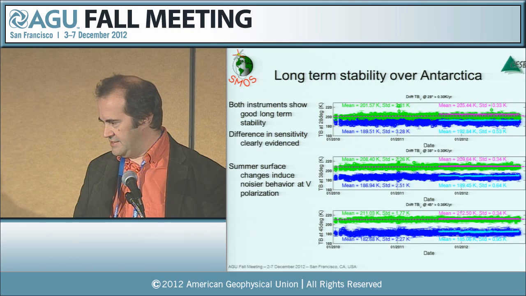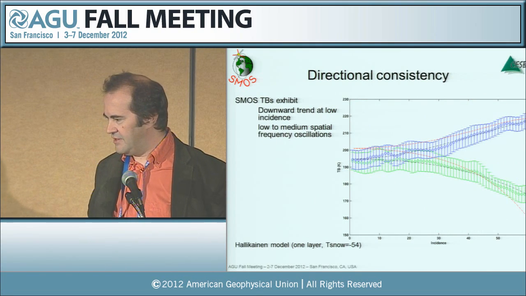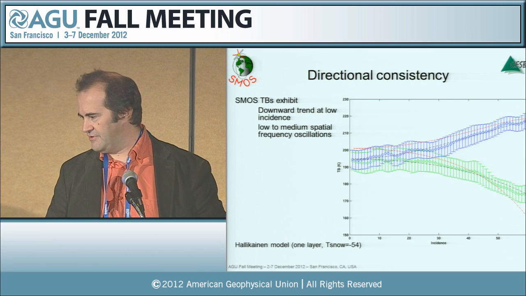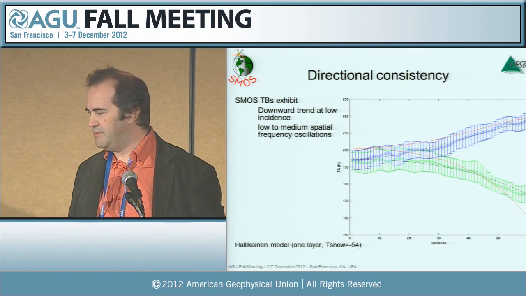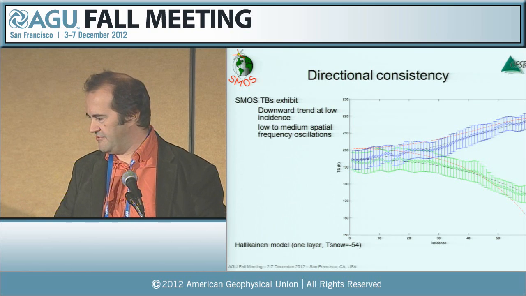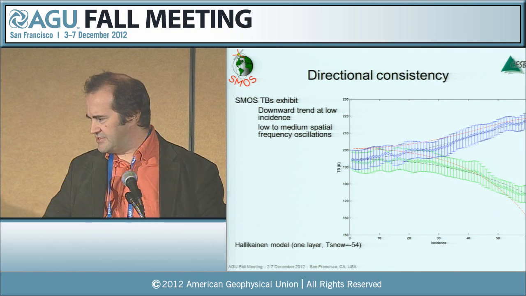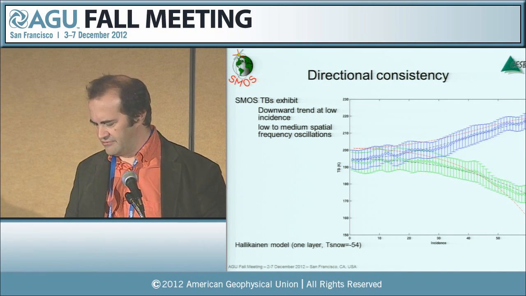We can have a look at these measurements in a different way if we plot them as a function of incidence angle. This is an example where we take all the SMOS data, average them in 1 degree bins, and plot them as a function of incidence angle. The dashed lines are just a polynomial fit and the Alley-Kynen model, just for reference.